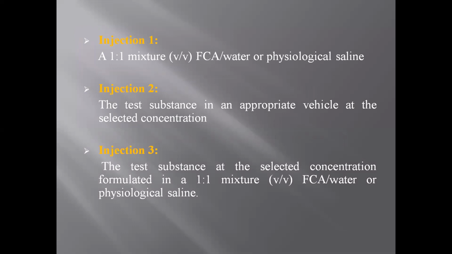Here the first is injection 1. It is a 1:1 mixture of FCA and water or physiological saline. Then injection 2, it is the test substance in an appropriate vehicle at the selected concentration. Then injection 3, it is the test substance at the selected concentration formulated in a 1:1 mixture of FCA and water or physiological saline. So here injections 1 and 2 are given close to each other and nearest to the head, and injection 3 is given towards the caudal part of the test area.